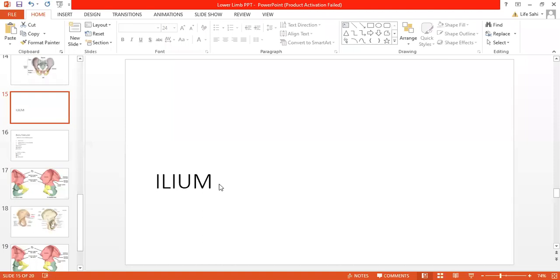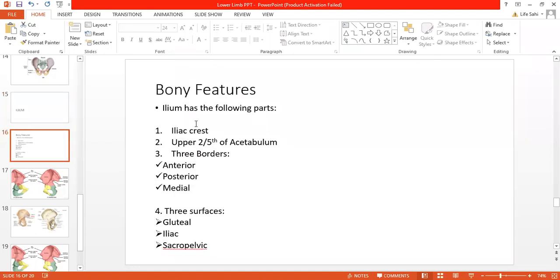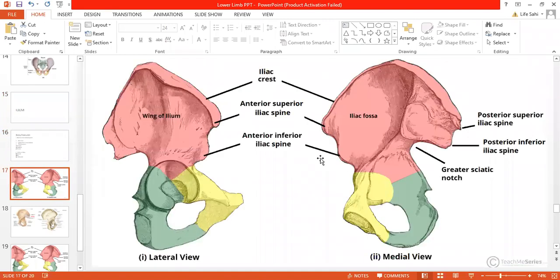Today we shall be covering the bony features of the ilium. We discussed earlier that the ilium is the uppermost, or the superiormost, part of the hip bone. It is limited superiorly by a thick border, also called a ridge, named the iliac crest. And inferiorly, it forms at least the upper 2/5 of the acetabulum.